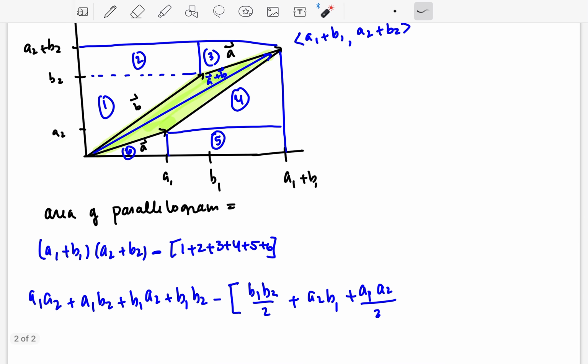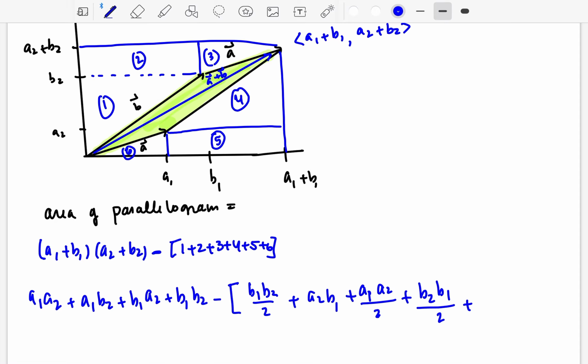Let's see, 4. The height of 4 is A2 plus B2 minus A2. So it's B2. Let me write it because I feel like I'm going to forget. So B2 is the height. The base is A1 plus B1 minus A1. So I get B1. So B2 times B1 divided by 2.